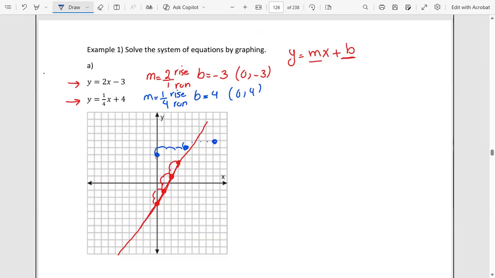Or if you don't have enough space on the right side, instead of going 1 up and 4 to the right, you can go 1 down, 4 to the left to find extra points.